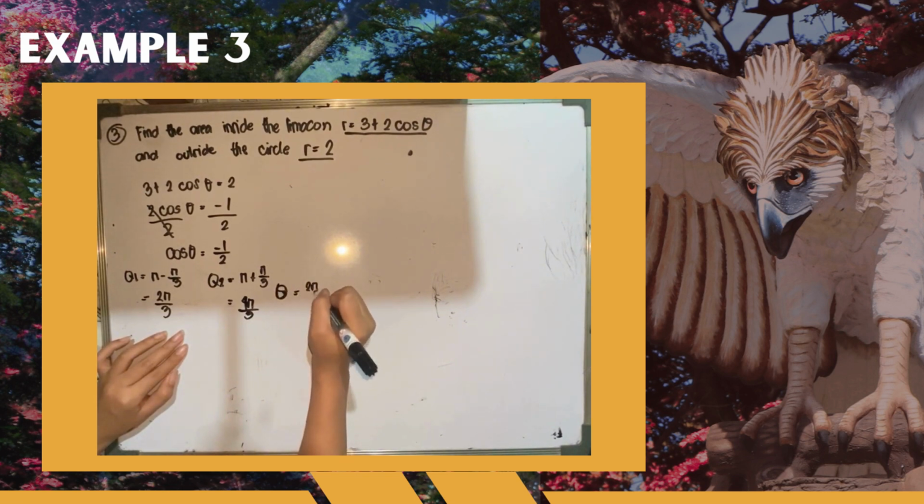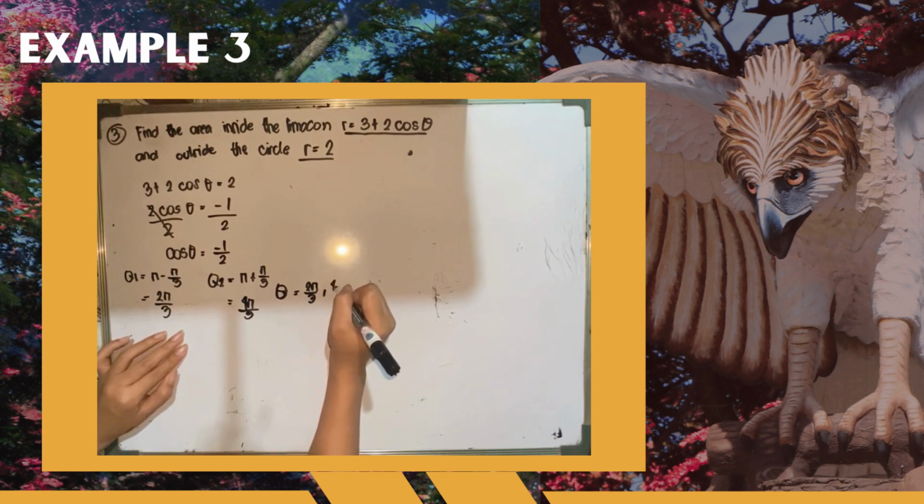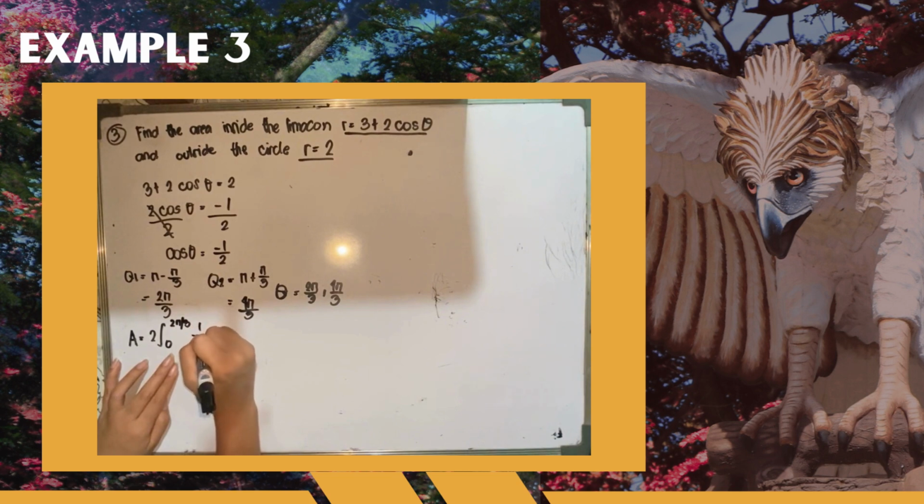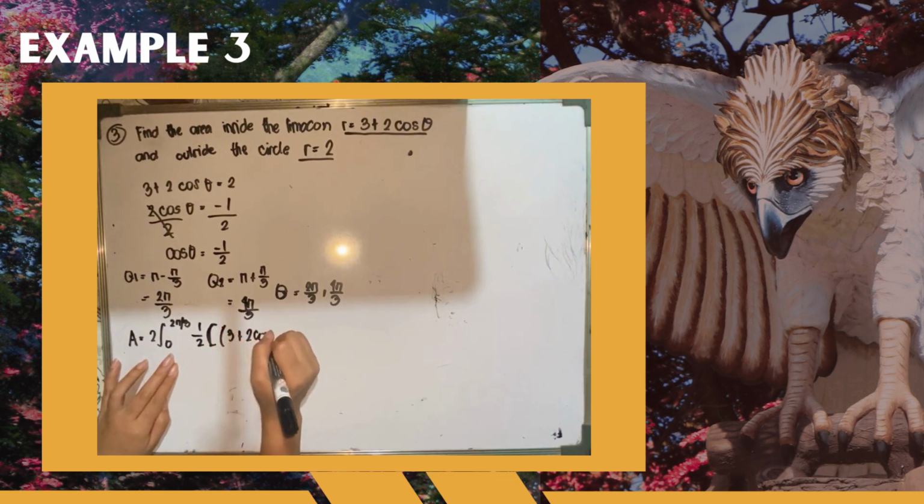The area of the two polar curves is equal to the integral from A to B of 1/2 (r squared outer minus r squared inner) d theta. Using the symmetry, doubling the integral from 0 to 2 pi over 3, we'll get 2 times the integral from 0 to 2 pi over 3. We substitute, plus the symmetry: 1/2 times (3 plus 2 cosine theta) squared minus 2 squared d theta.